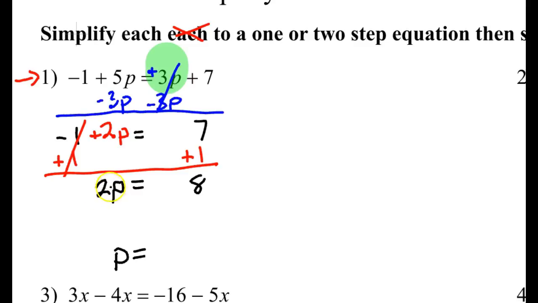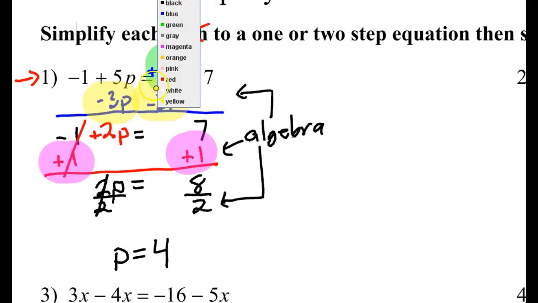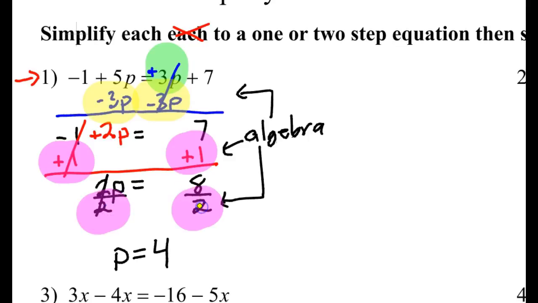And lastly, 2 times 1 equals 8. Divide both sides by 2. So 8 divided by 2 is. Now, do remember that this part right here is called algebra. So you want to have this on every problem, where you show what you're doing to both sides. That's a requirement, right? That's what algebra is.